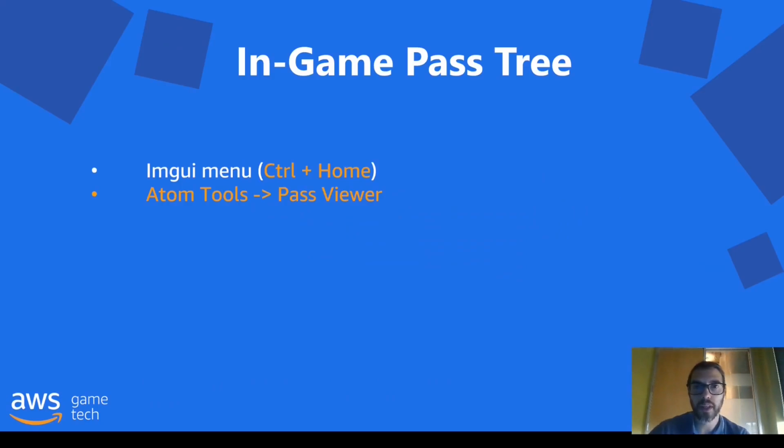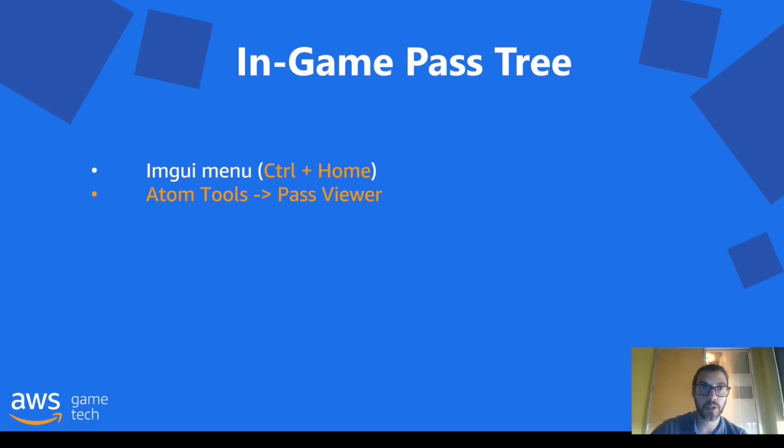Next, I will go over the in-game pass viewer. It's implemented across all the backends. So it's a great tool for the Steam platforms. You can enable it using the ImGui menu by pressing Control plus Home. And then you can press Add-in Tools and click on the Pass Viewer menu option. This will let you traverse all the passes in the frame and all the input and output attachments.